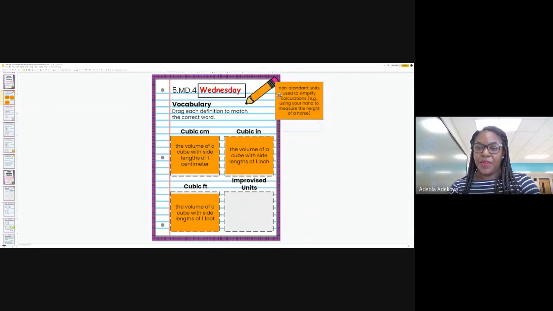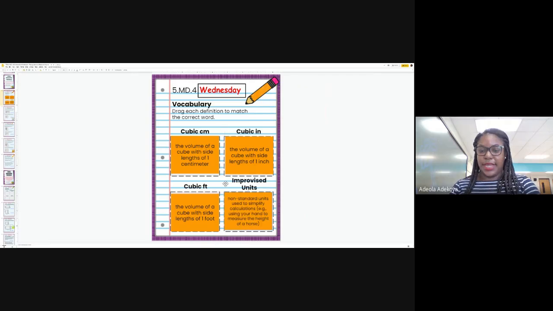Now for the improvised units, these are non-standard units. The centimeters, the inches, and the feet are standard units. The improvised units are not standard units, and are used to simplify calculations. Like when you're using your hands to measure the height of a horse. It's not a standard unit.